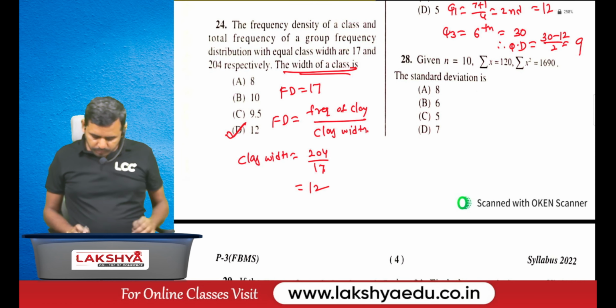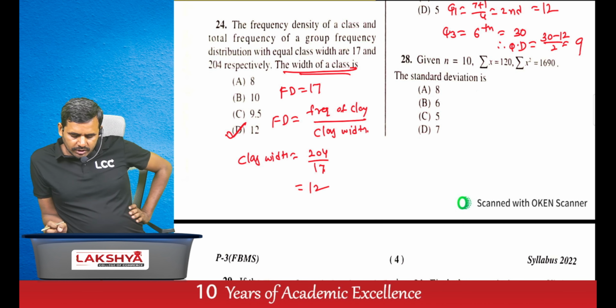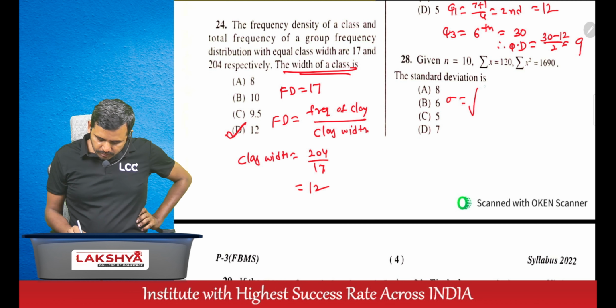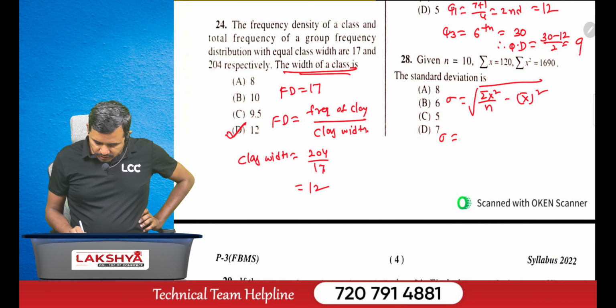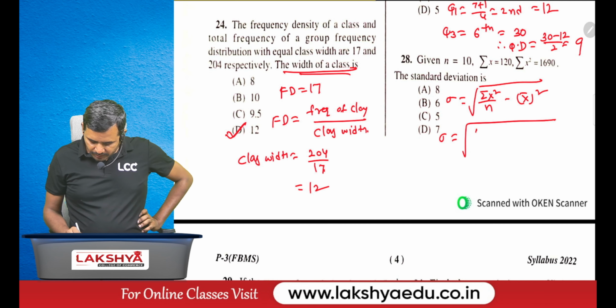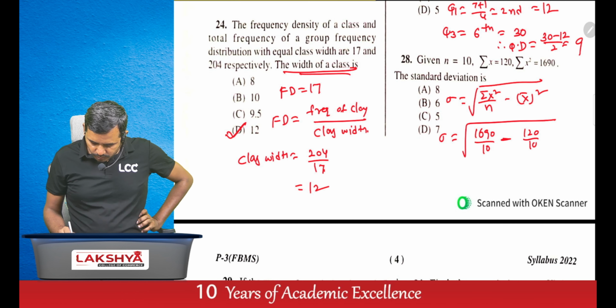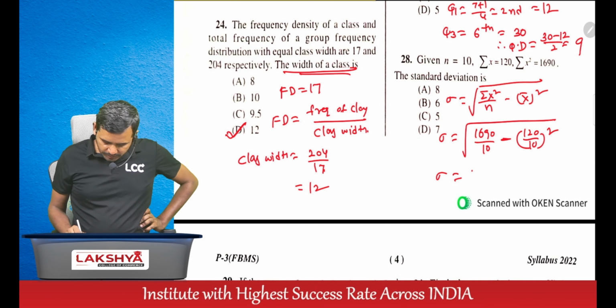Next, 28. N is equal to 10. Sigma x is equal to 120. Sigma x square is equal to 1690. What is the standard deviation? You know the standard deviation formula: under root of sigma x square by n minus x bar whole square. That is under root of (1690 by 10) minus (120 by 10) whole square. Now simplifying this, we get 5. C is the right answer.